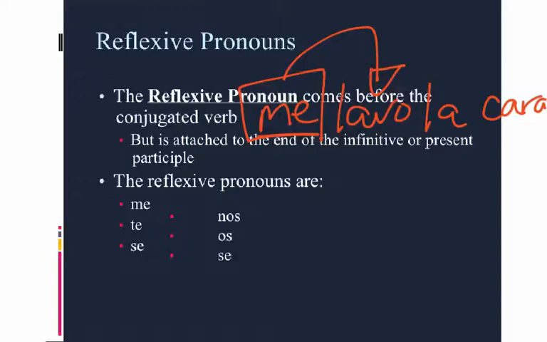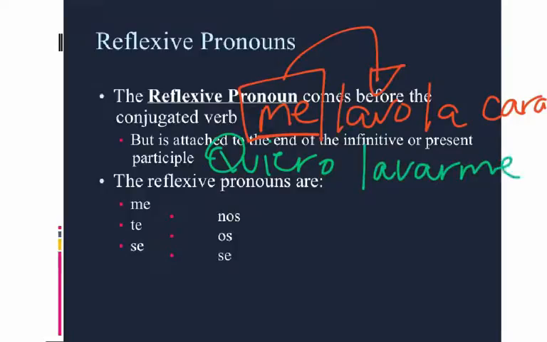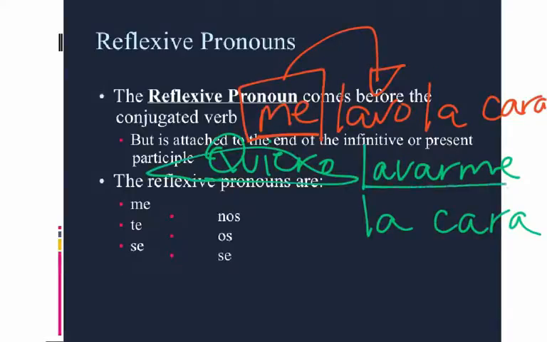Okay. Conversely, I could say attached to the end of the infinitive. So then I'm going to say quiero, like I want to wash my face, instead of I wash my face. Quiero lavarme la cara. So I have a conjugated verb here, which means that this one has to be in the infinitive, and then I'm going to attach the pronoun to the end.